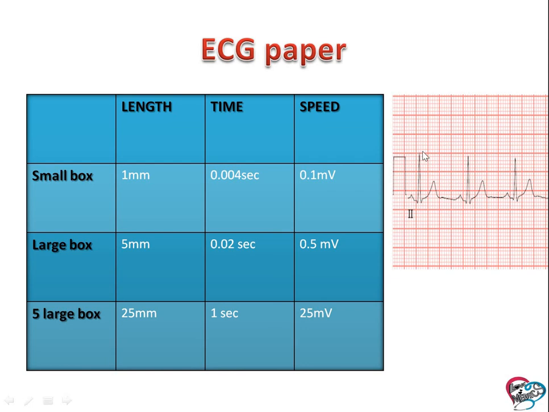Then 5 small boxes is 5 mm. One large box has 5 small boxes, so its length is 5 mm and its timing is 0.2 second and its voltage is 0.5 millivolt. And 5 large boxes, 1, 2, 3, 4, 5. 5 large boxes is 1 second, that is 25 mm. Its speed is 25 mm per second.